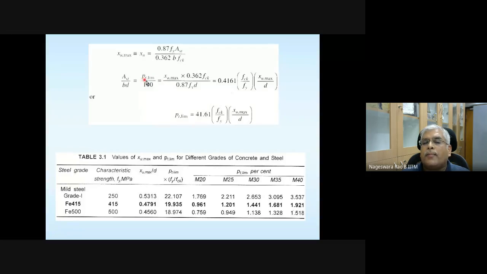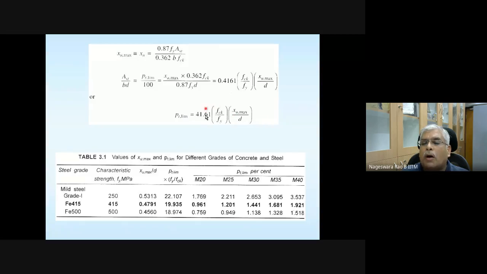That's why it's written as PT, percentage of tensile steel, limiting value, divided by 100. You please take a note of this equation. I told you to have SP16 with you. So we'll also look at SP16 now. Okay. Please take a note of this equation. And if this is PT limit divided by 100, PT limit can be written in this manner.